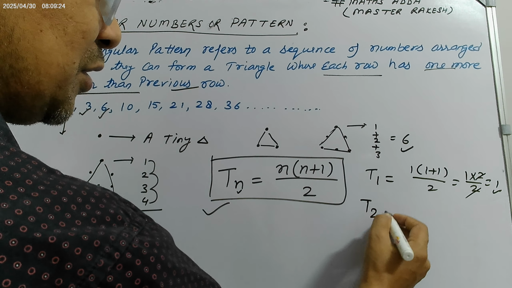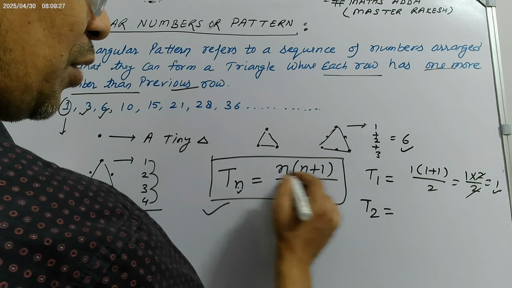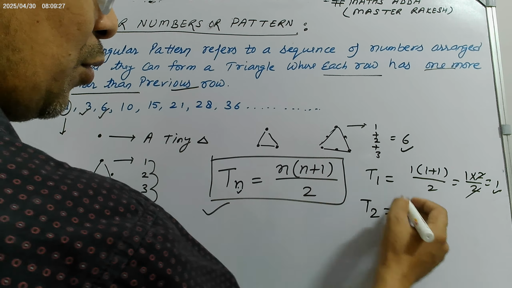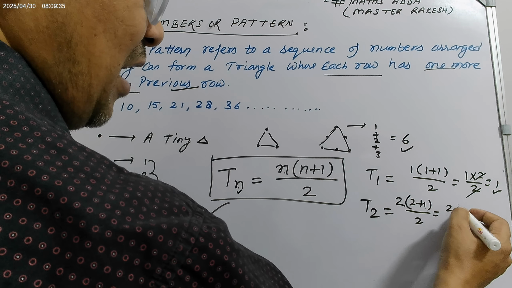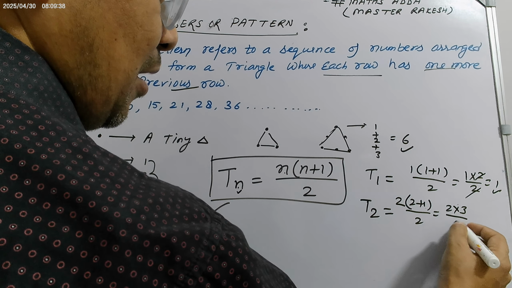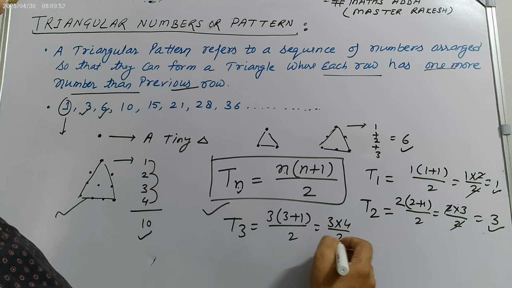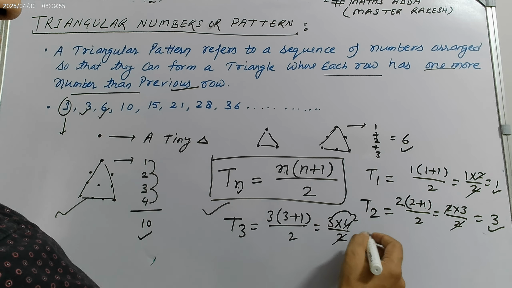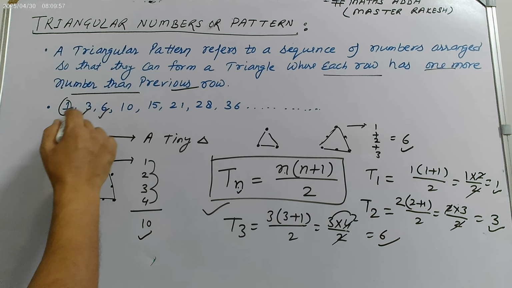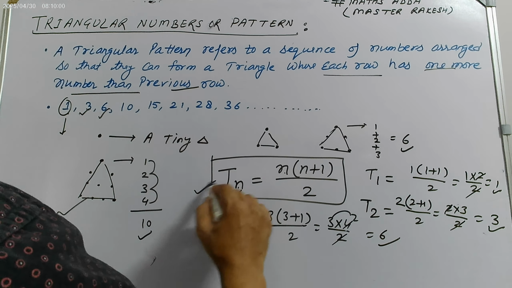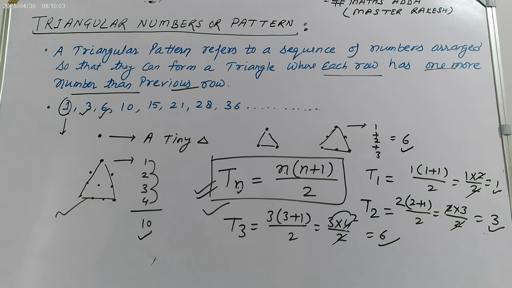If I put T2, in place of n put 2, equals 2 into 2 plus 1 upon 2. 2 plus 1 is 3, 3 upon 2, what will you get? Similarly, for T3, 3 into 3 plus 1 upon 2, so 3 into 4 upon 2, 2 twos are 4, 3 twos are 6. So these are the numbers you are getting: 1 3 6 10 15. This is one of the important formulas for the triangular pattern.